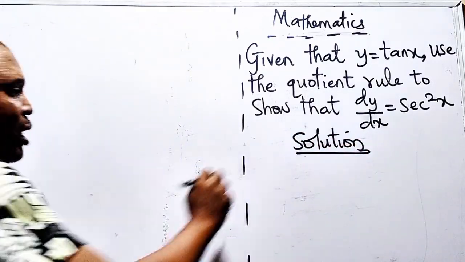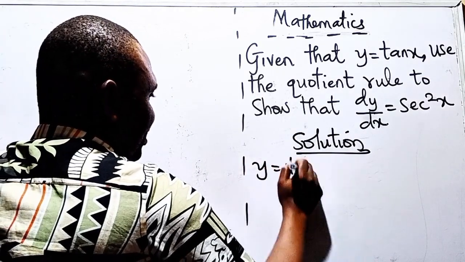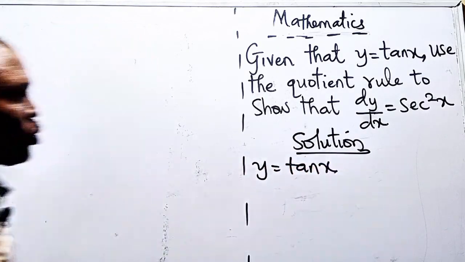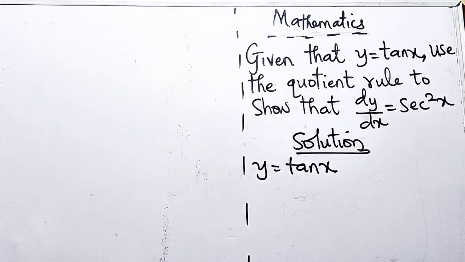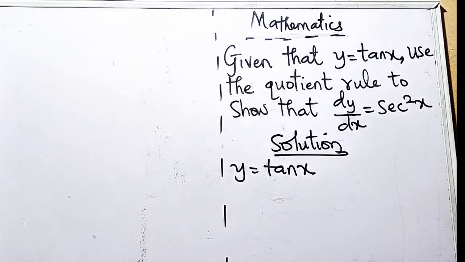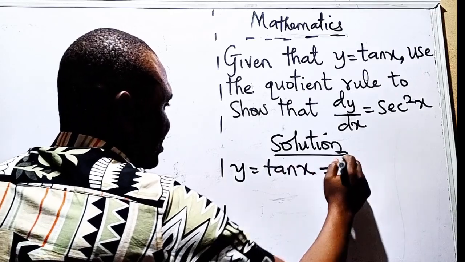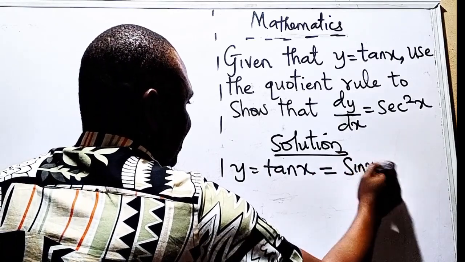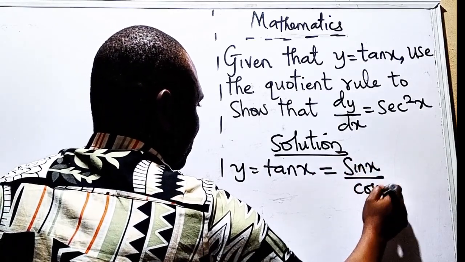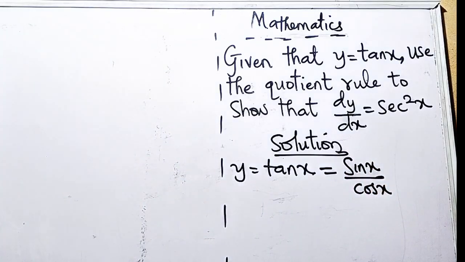Alright, now we have y equals tan x, and we are asked to show that dy/dx equals sec squared x using the quotient rule. Now, I want to show us another way to use the quotient rule. Remember that tan x can still be written as sin x over cos x. Are you following now?